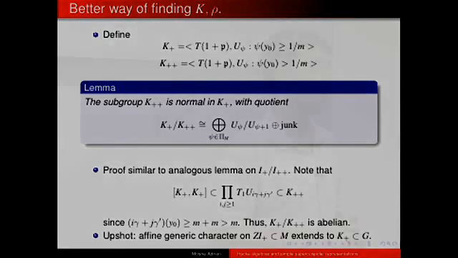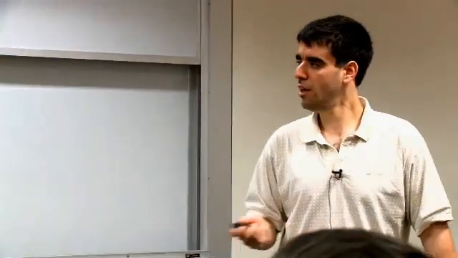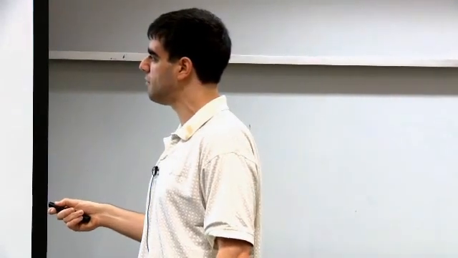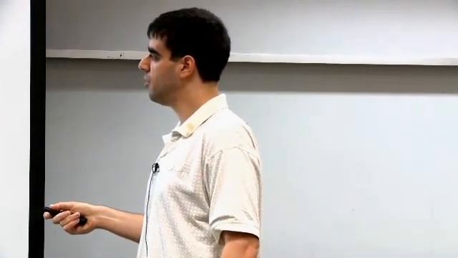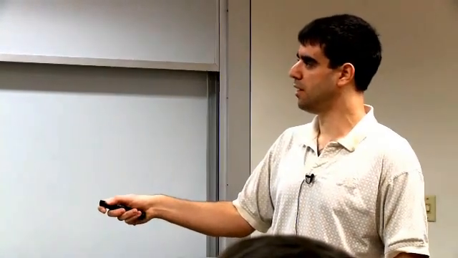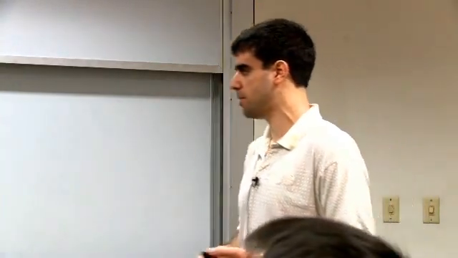Sorry? Could you get rid of that extra piece by a clever choice of y naught? Or is it always there? This is actually always here. Regardless of y naught, we're going to get this same decomposition. And maybe a better way of writing this is that K+ modulo K++ is just the direct sum of U_psi mod U_(psi+1), where psi takes the value exactly equal to 1/m at y naught, because we're modding out by stuff that's strictly greater than 1/m. So really, if you want to think about this another way, it's U_psi mod U_(psi+1), where psi takes the value exactly equal to 1/m at y naught.